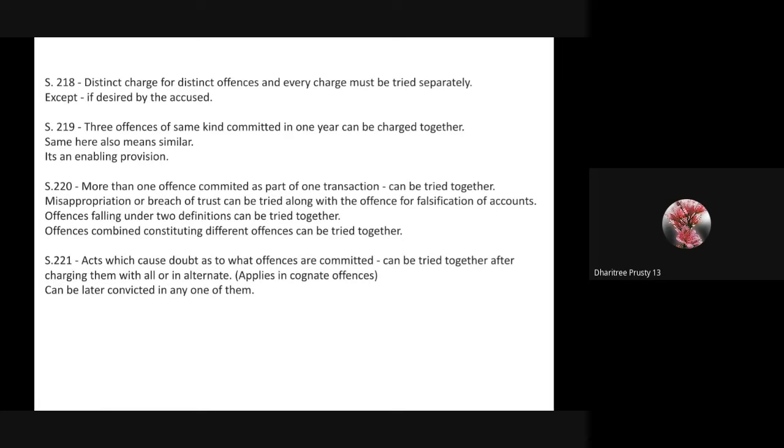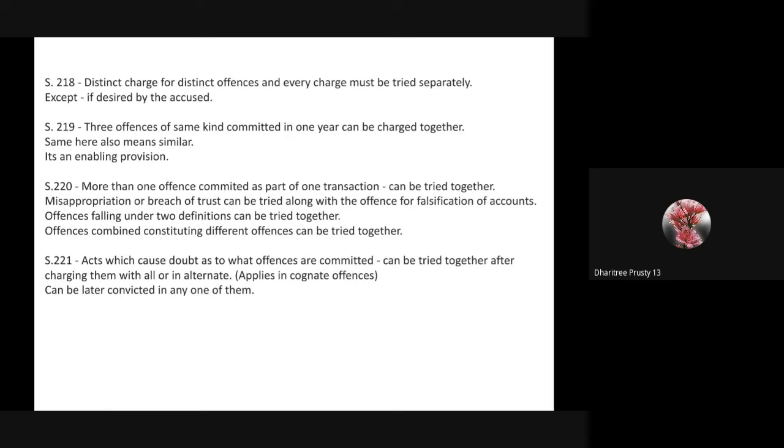For example, 394 is equal to 323 plus 392. So 323 is an independent offense, 392 is an independent offense, but if both of them are combined, they make 394. So the normal science student may say 323 plus 392 will be 700 something, but your answer should be 394.